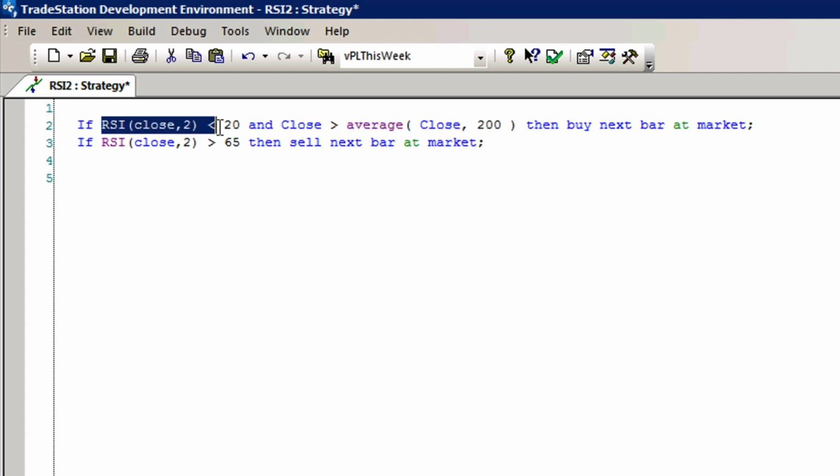And also this portion is testing is the 2-period RSI below 20. So when those conditions are met, that's when we're going to buy and then sell. Let's also set a stop loss here.